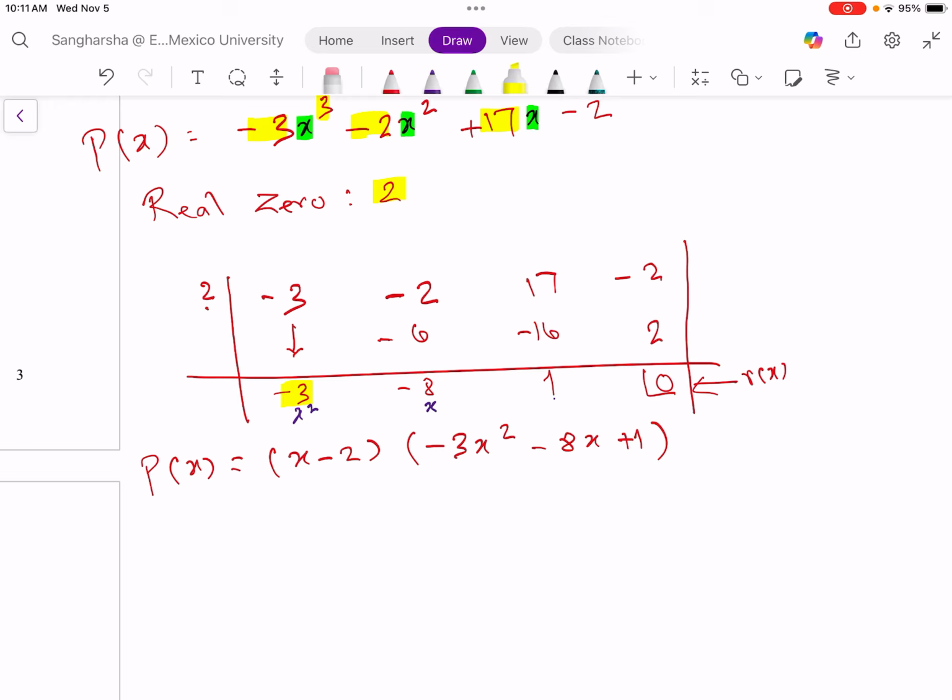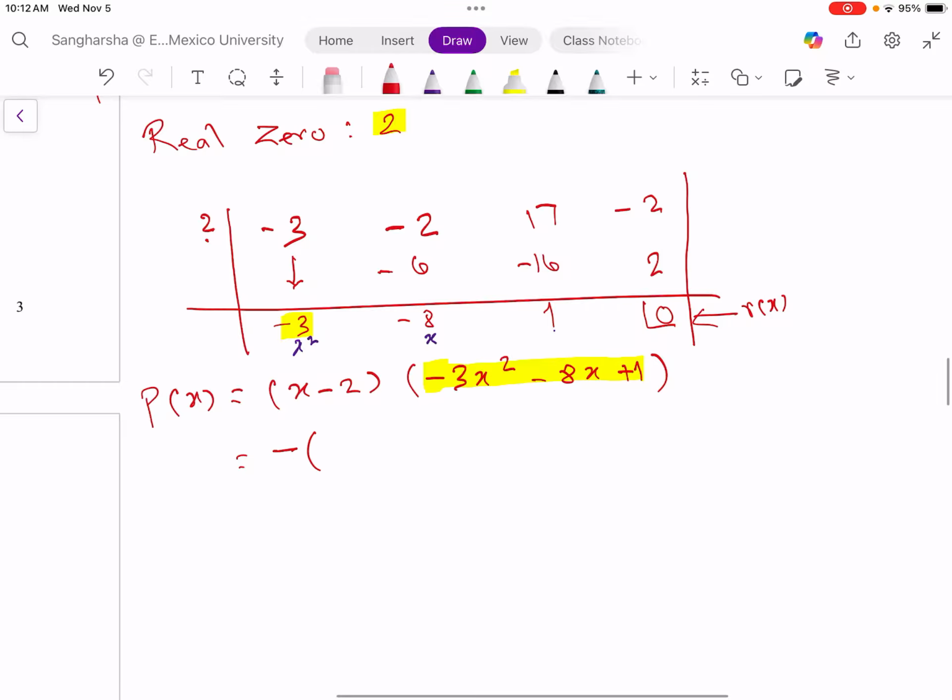Next, this is in quadratic form. We have to factorize this quadratic form. Okay, now how do we factorize? Now we have a negative here. Before we factorize, let me factor out the negative. Let me keep that negative in front. You just switch the sign of each term. So we have positive 3x square, positive 8x, minus 1. Now, can we factorize this? So we have 3x square plus 8x minus 1.